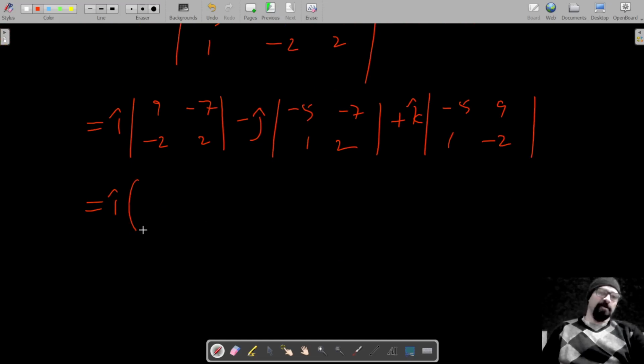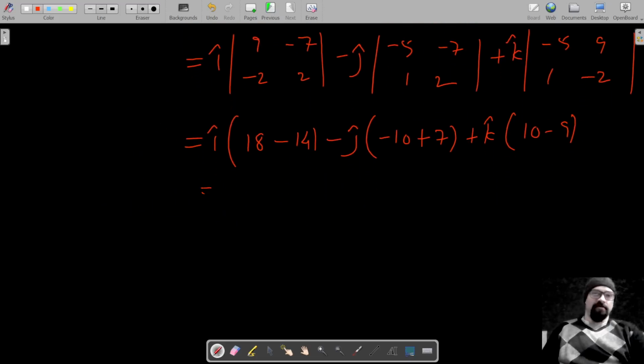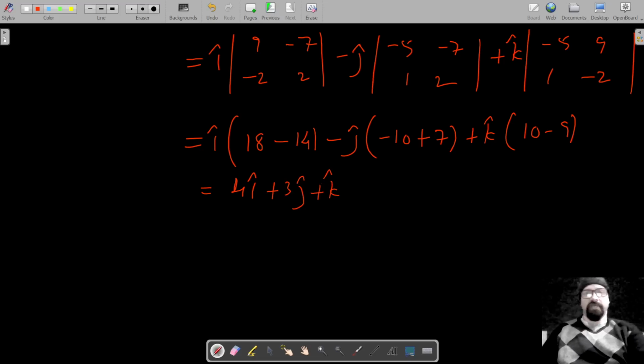So this is equal to i cap, and 9 into 2 is 18, minus 14, minus j cap, minus 10 plus 7, plus k cap, 10 minus 9. And finally, we have 4 i cap, negative 3 j cap, and plus k cap. So 4i cap minus 3j cap plus k cap.